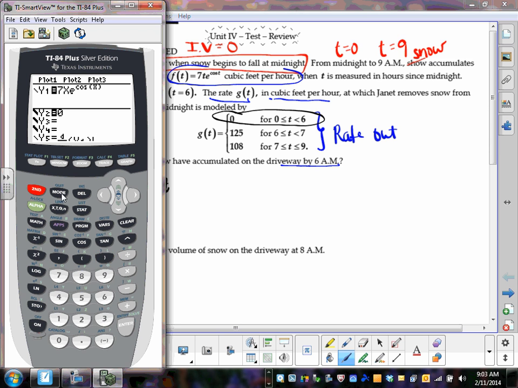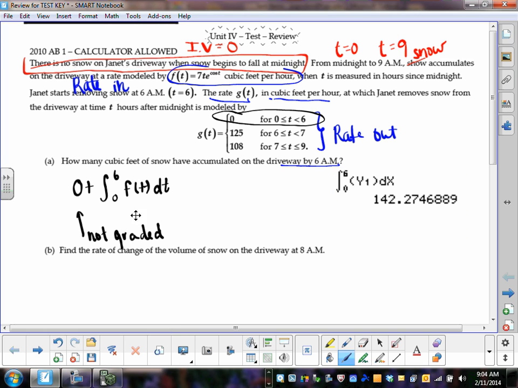Now, for my calculator, I'm going to integrate, which is the fourth one down on my list, from 0 to 6, the y1. Okay, I'm going to double check. This question does not ask me to round off anything differently, so I have to keep 3 decimal places of precision. So 142.275, and it's how many cubic feet of snow. So we end up with just cubic feet. It's no longer a rate because we anti-derived.